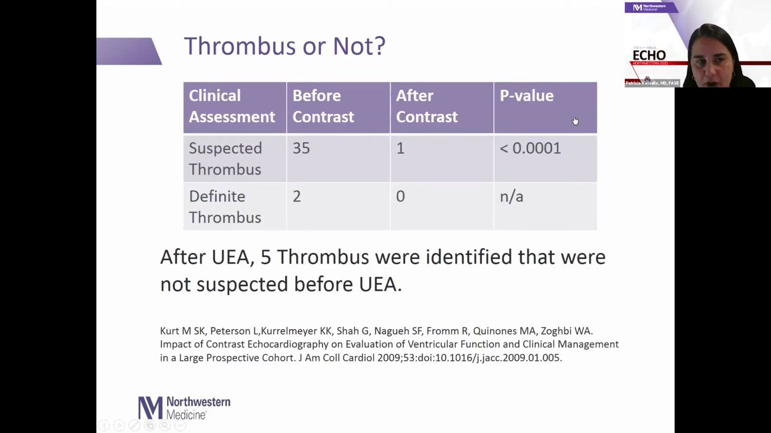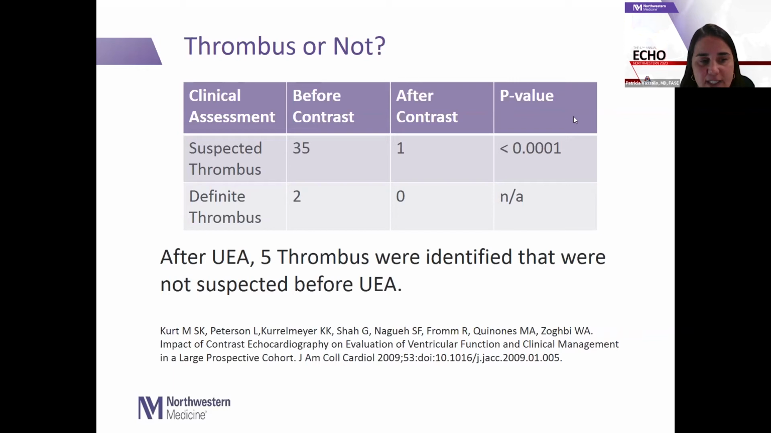So when we're evaluating thrombus, which is a common indication for ultrasound enhancing agent, this study by Kurt et al. looked at what the reader thought before contrast and after contrast. You can see that there was a high suspicion for thrombus in 35 patients before contrast, and 2 were deemed definite thrombus. However, after contrast, only 1 of the suspected thrombus was actually real, and the definite thrombus was actually not present. This will really change your management and will also prevent downstream testing.